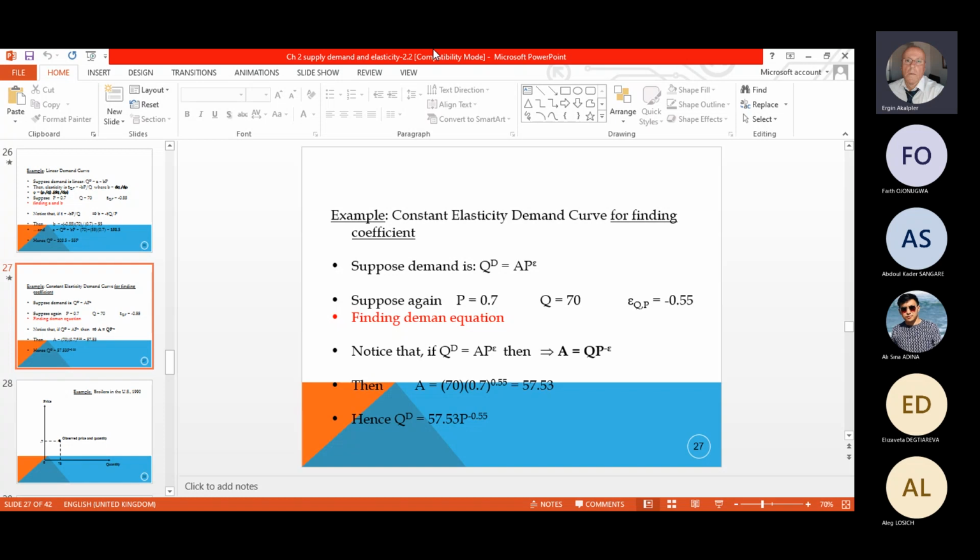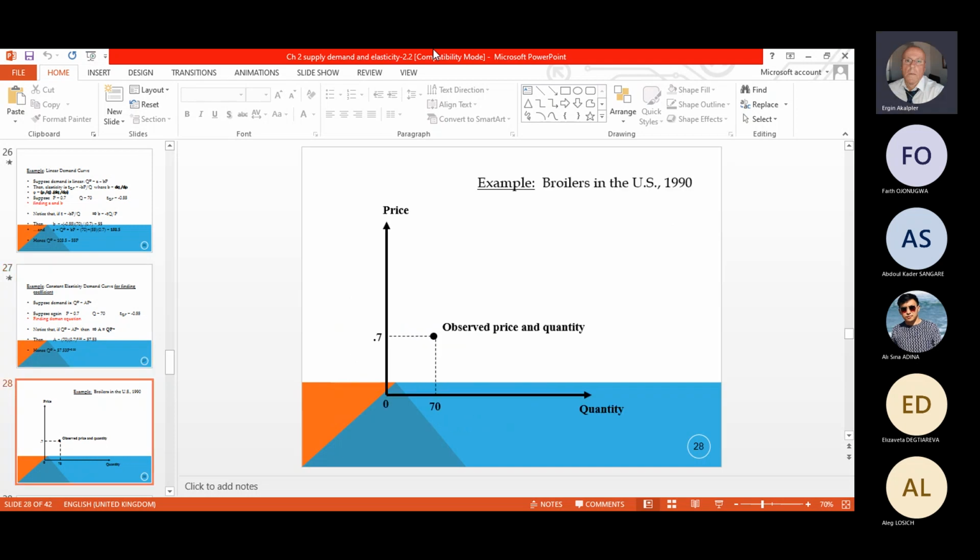Then you put the given information into the equation where A is Q multiplied by P to the power of the elasticity. The equation given is 70 multiplied by 0.7 to the power of 0.55. Then this will give you 57.53. The QD, which is the demand equation, is then given here with the coefficient 57.53. Price is to the power of 0.55, which is the elasticity of this equation.